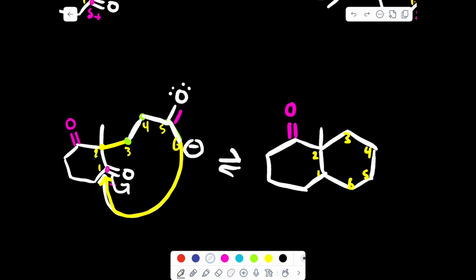And then on carbon number 1, we also have an O, but it now has a negative charge. And then on carbon number 5, what are we missing? Well, we're missing the ketone that was on carbon number 5. There we go. That is the product of the cyclization reaction.